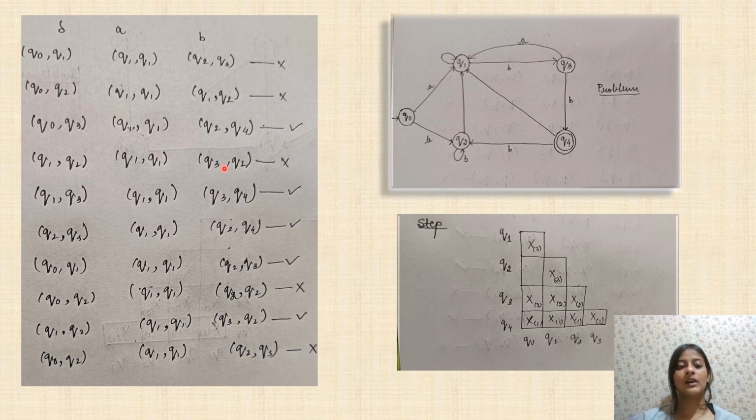Now we'll be checking the B transition. Q1 at B is going to Q3, and Q2 at B is going to Q2. That is the self loop. So now we need to check this. Are any of these pairs marked? Q1, Q1 we do not need to check as it is a duplex. We need to check Q3 and Q2.